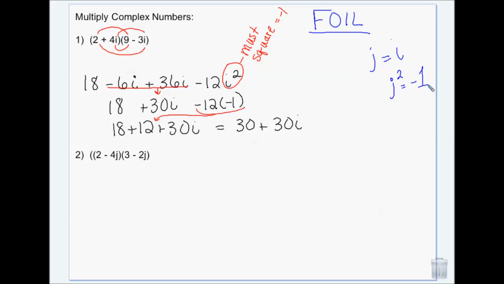Okay. So what we'll do is we'll FOIL. So first, 6. Outside, so 2 times negative 2, so that's negative 4j. Inside, 3 times negative 4 is negative 12j. And then you have last. So I have negative 4 times negative 2 is going to give me 8j squared.